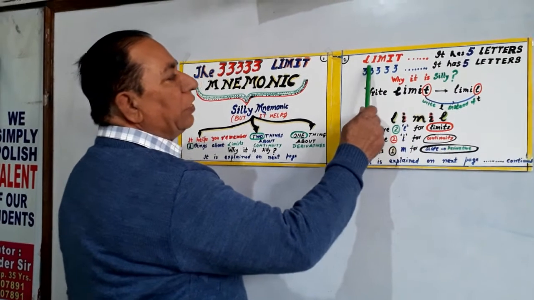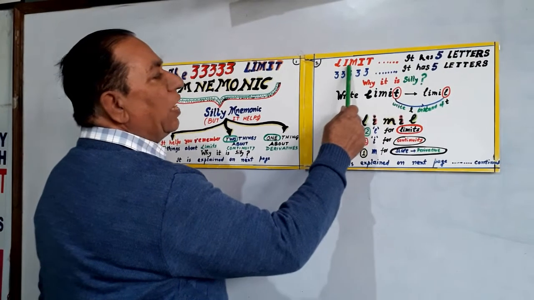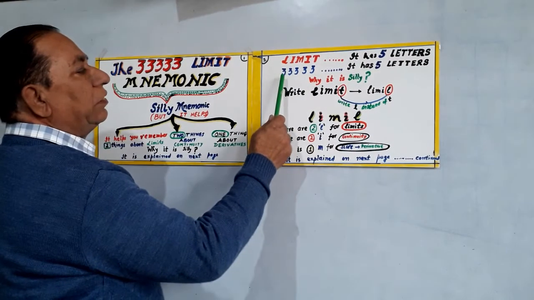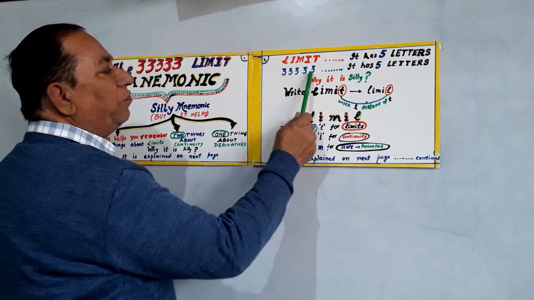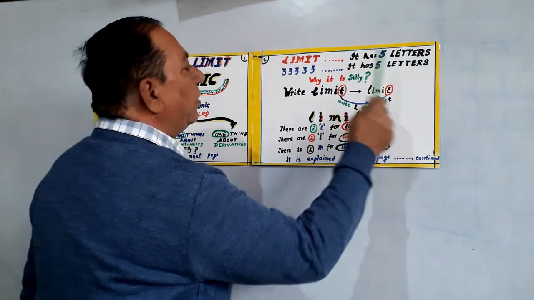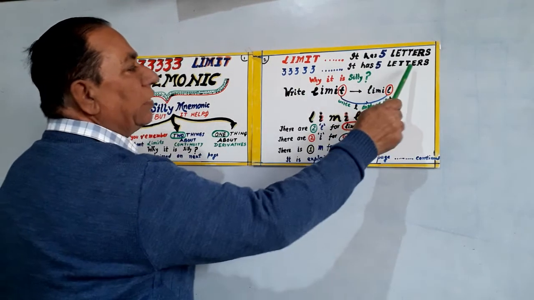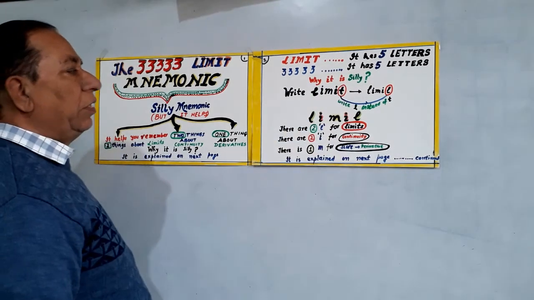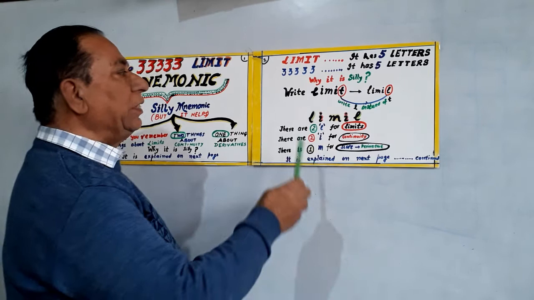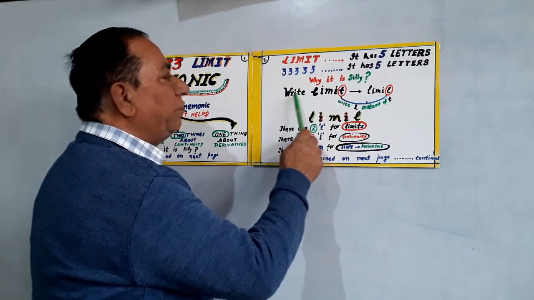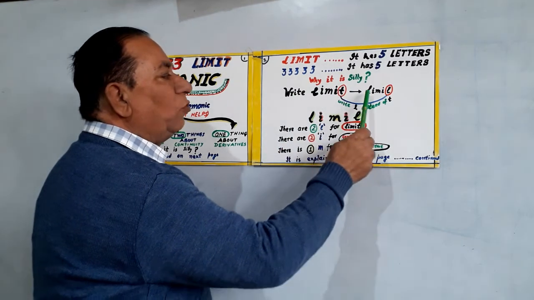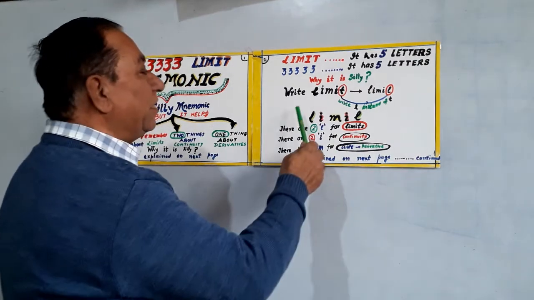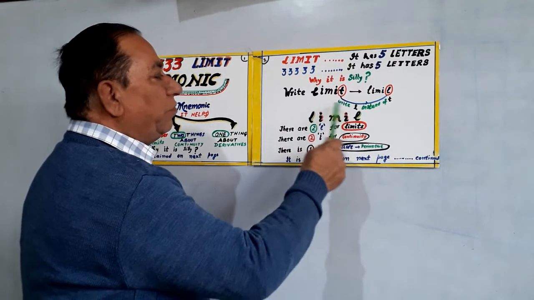Now, this word limit has 5 letters, and these 3s are 5 in number. It has 5 numbers or digits. Why is it silly? What I am doing is converting the word limit into 33333. It is a silly mnemonic. That's why the name is silly.